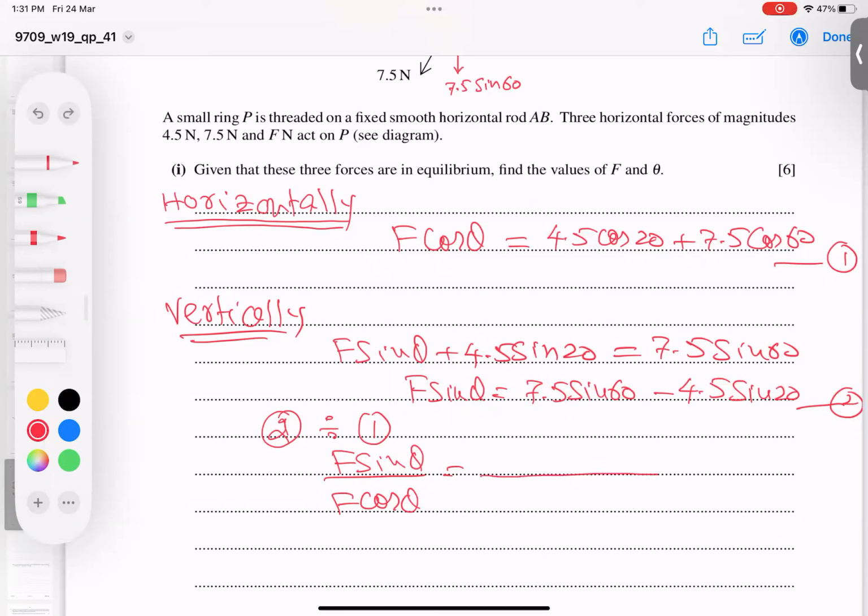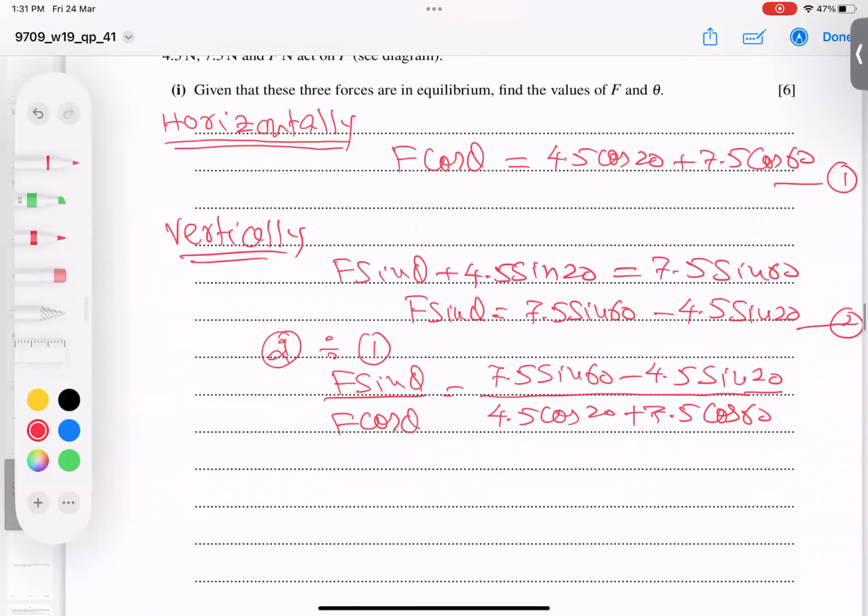And same story on the right-hand side: 7.5 sine 60 minus 4.5 sine 20, over 4.5 cos 20 plus 7.5 cos 60. You can type before, after, no issue at all. The answer will be the same. What I'm doing may be a more accurate method. Here F and F cancel out, and sine over cos becomes tan. That is why I kept sine up and cos down. I hope you got the idea. So now I'm writing tan theta, and I'm going to type it in my calculator.